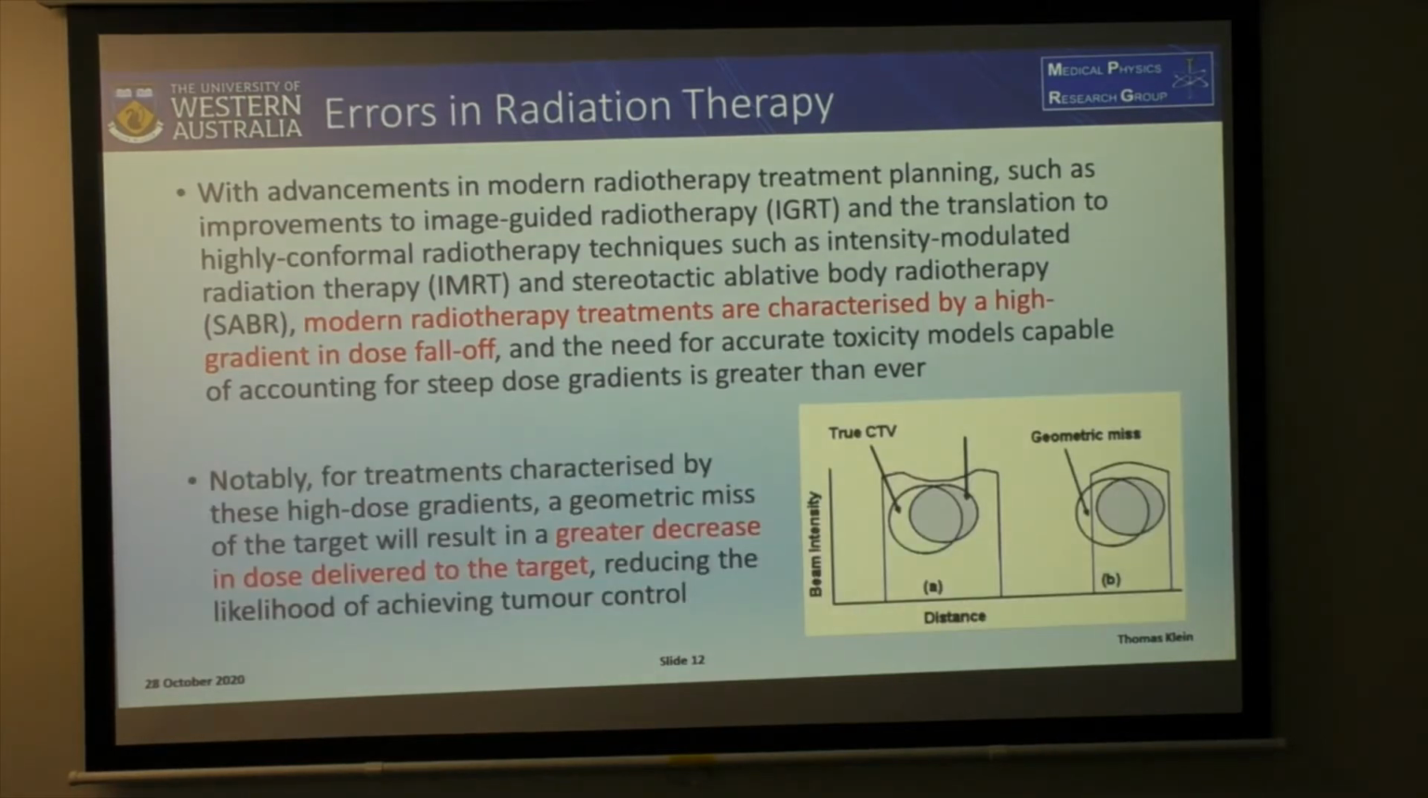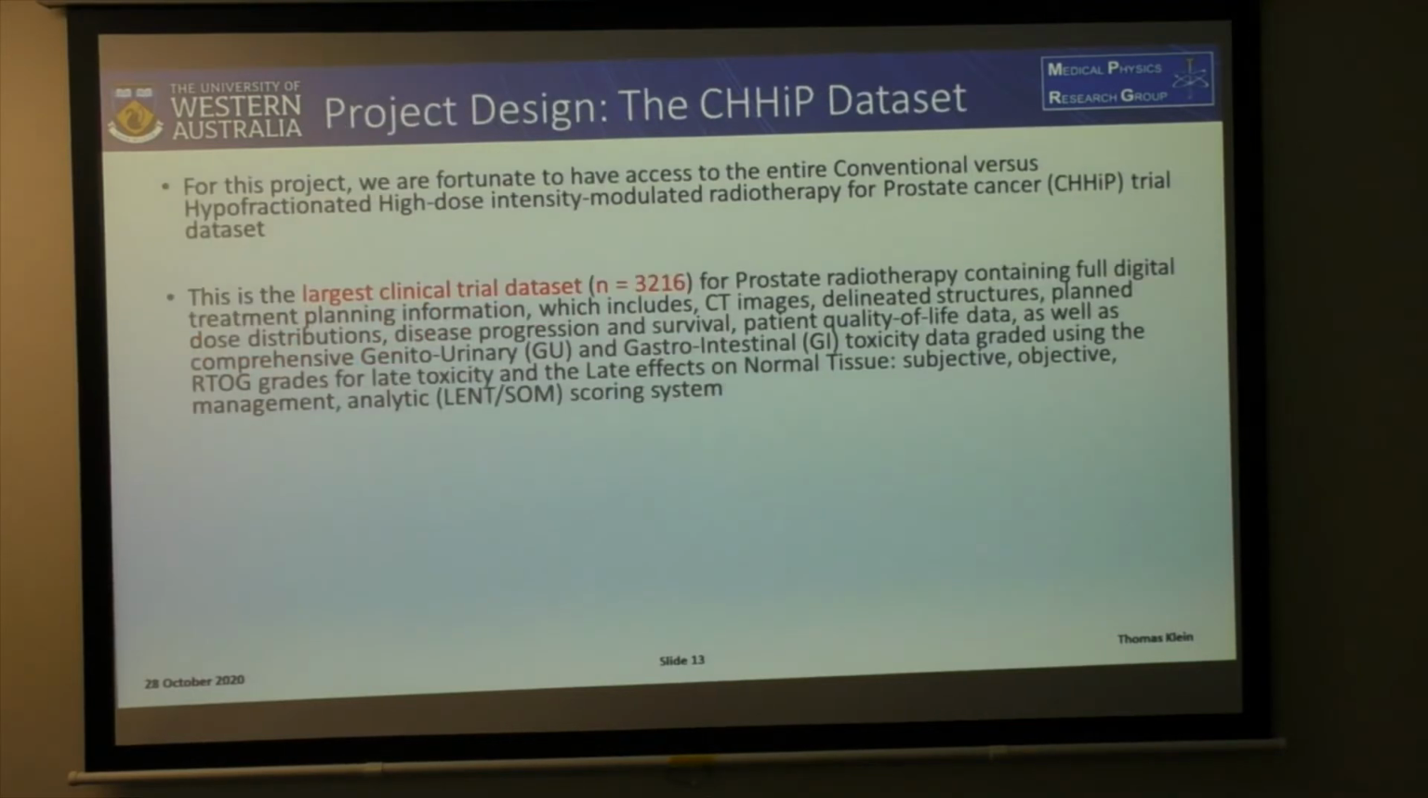To illustrate this point, we note that for treatments characterized by high dose gradients, a geometric miss of the target will actually result in a greater decrease of dose delivered to the target. In this exaggerated example, if we assume that the open circle is the real CTV and the filled-in circle is the true CTV, we see that as our treatments become much more conformal, we actually get a geometric miss of the target, whereas with a less accurate treatment, we wouldn't.